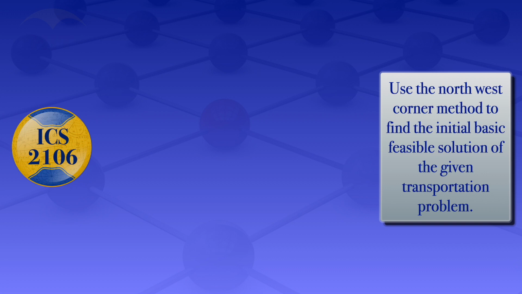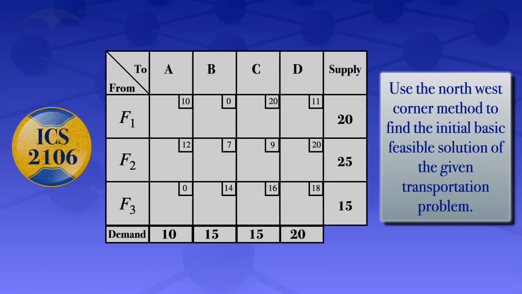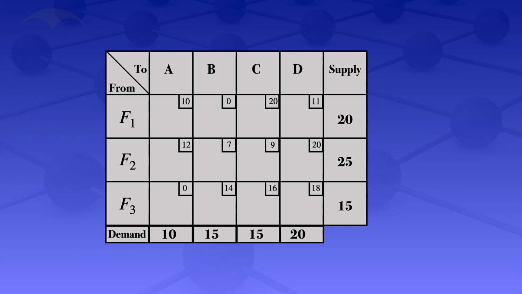In this video, I'm going to use the northwest corner method to find the initial basic feasible solution for the given transportation problem, and that is three sources F1, F2, and F3 for destinations A, B, C, and D. What we are having in these small squares there is the unit cost of transporting a unit from a source to a destination.